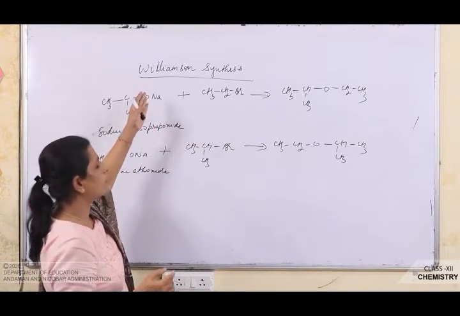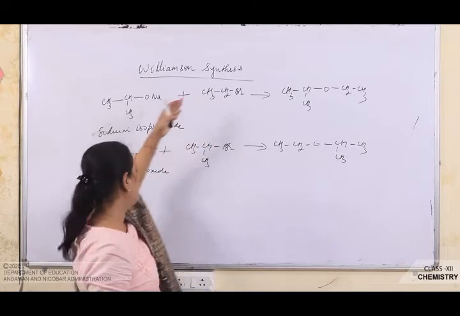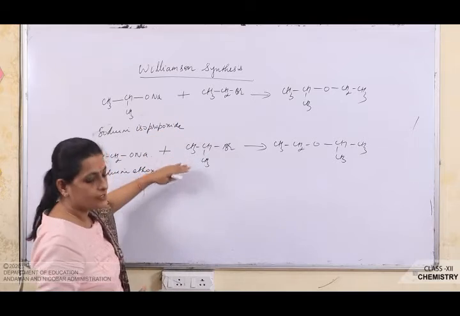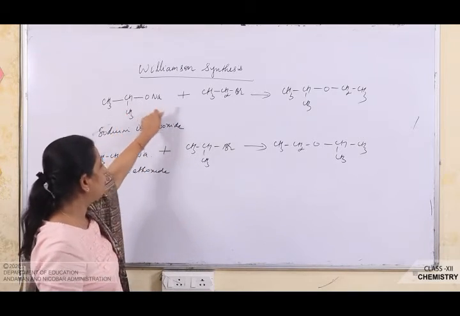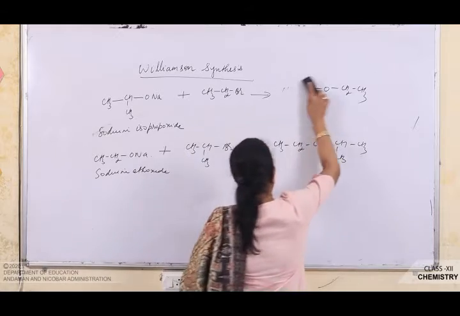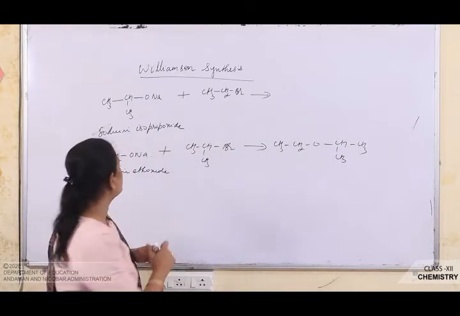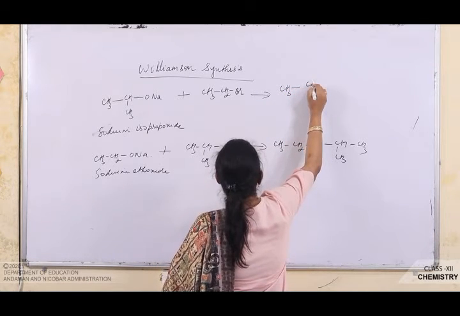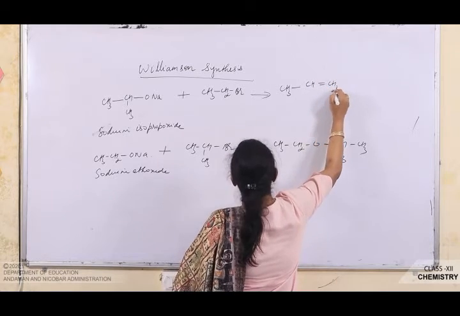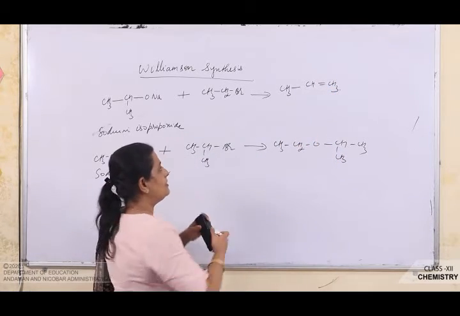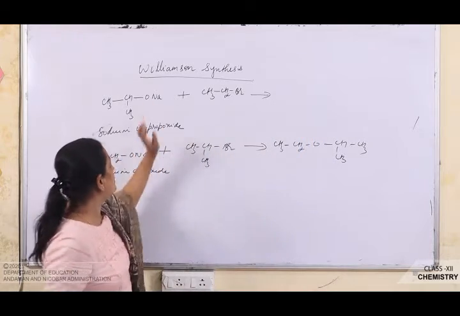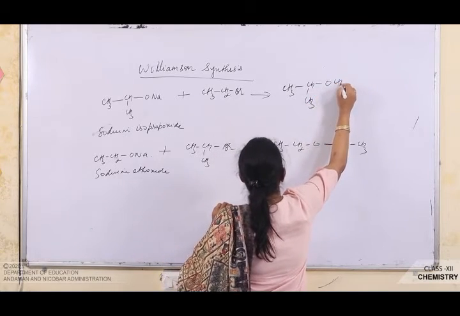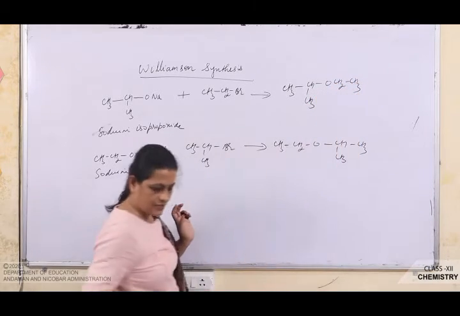In the first case also, because it is the sodium salt of alcohol, this is haloalkane, and this is also sodium salt of alcohol and this is haloalkane. But you see here, in both the cases the products are different. This way if you do, you are not going to get Williamson's product. Here an alkene is the major product. Here the product is CH3CH(CH3)OCH2CH3. This is Williamson's synthesis.